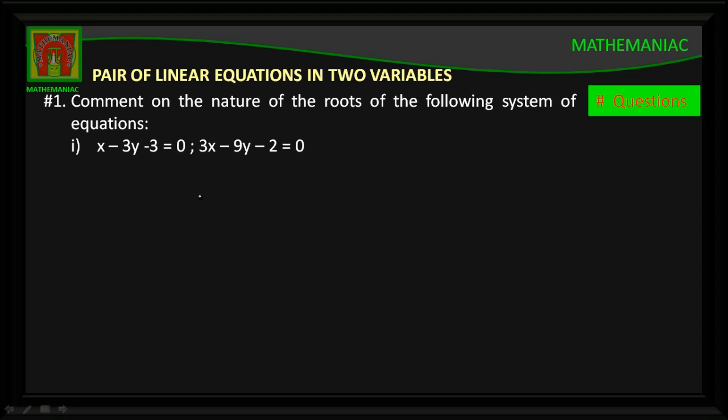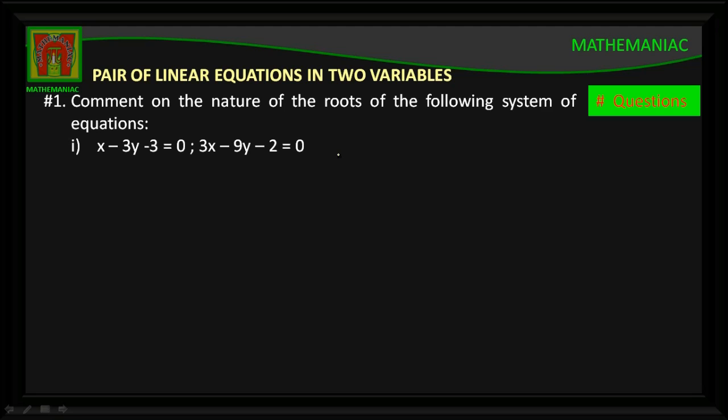Comment on the nature of the roots of the following system of equations. So you have to comment on the nature of the roots. I mean, you have to talk about what type of roots these equations will have, whether it is a unique solution, whether the equations will have an infinite number of roots, or whether they will have no roots at all, right? And that too without proceeding to solve. Am I clear to you?